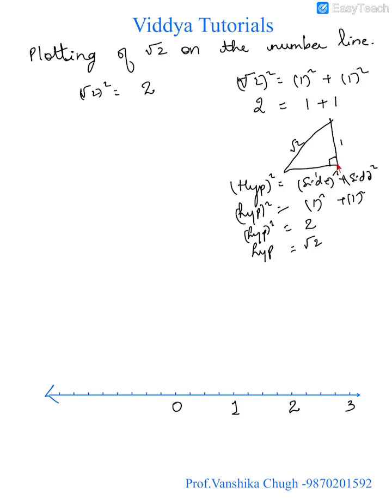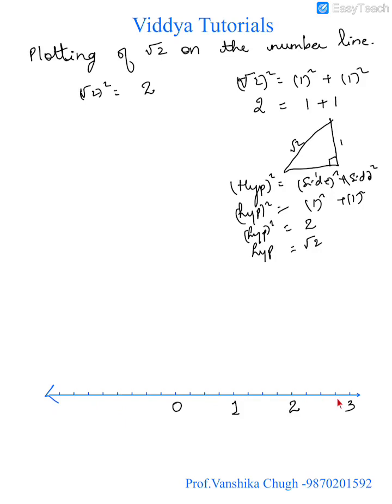I shall first be drawing the triangle, a right angle triangle with the base as 1 unit and the other side as 1 unit. When I join these two, I will get the measurement of root 2. Now let us see how to do it.